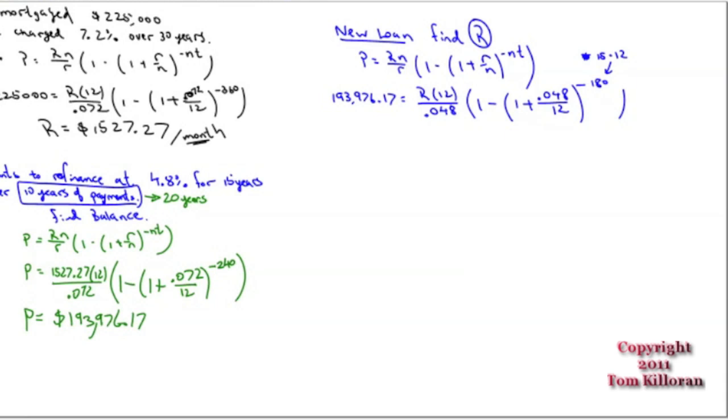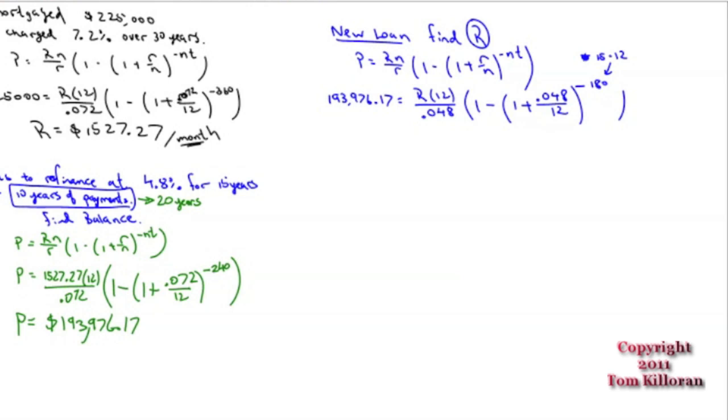All right, and then just go through the same process to find R. This is a good deal. You should be getting a required payment of $1513.82, or somewhere abouts, per month.